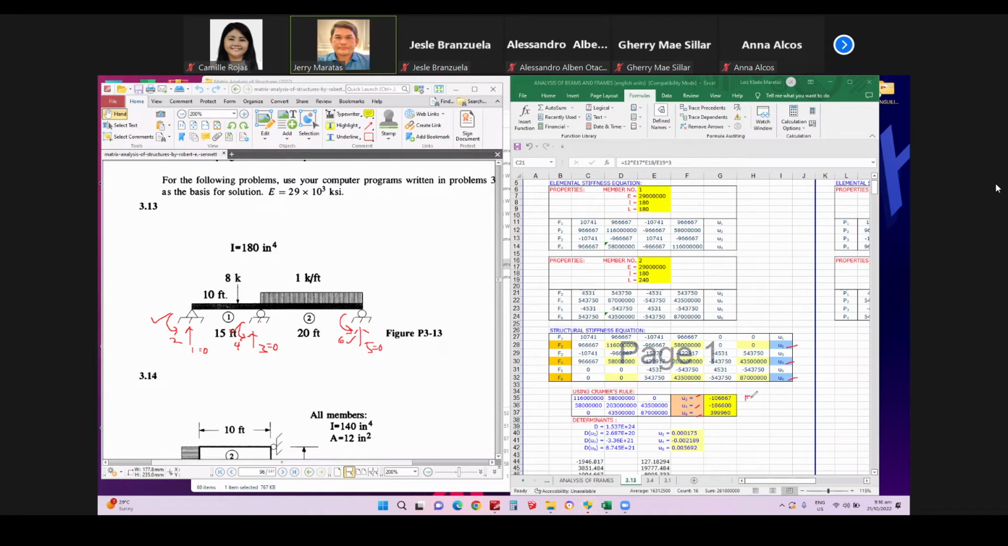For F2, we apply the fixed end forces, and also for F4, fixed end forces again, and F6. Okay, so after that, we can solve for the displacements.